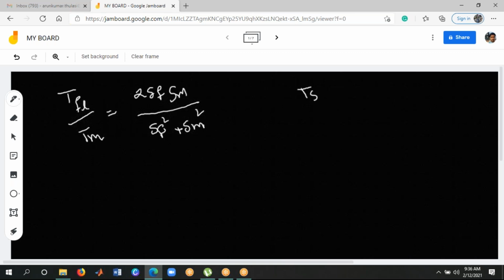The second relation is starting torque divided by maximum torque, and its relation is 2 SM divided by 1 plus SM square. These two relations are very important while solving the problems. Just note down these two relations and we will solve a problem on this. Have you all noted these equations? We are going to do one problem based on these relations.